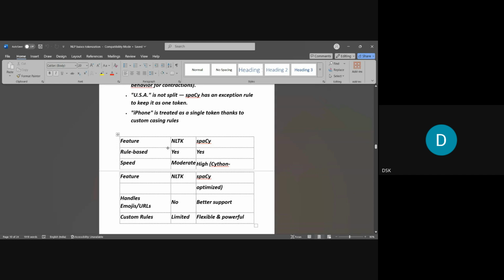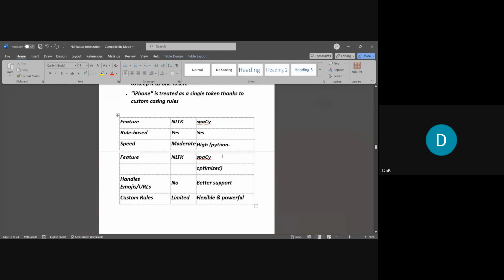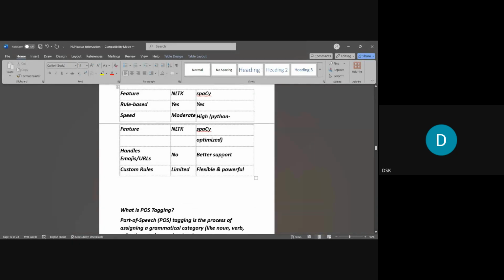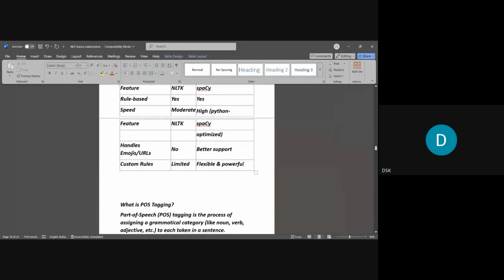Both are rule based, and as you can see, NLTK has a moderate speed, but spaCy has a high speed. NLTK does not handle emojis, URLs, etc. It handles them somehow, and its custom rules are limited, but spaCy is flexible and powerful.